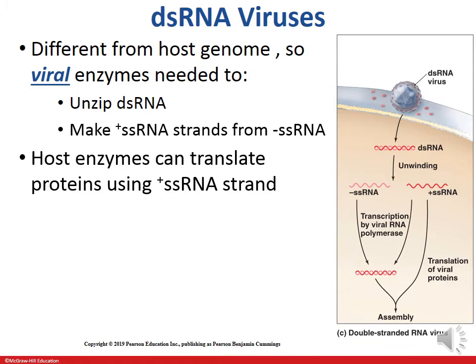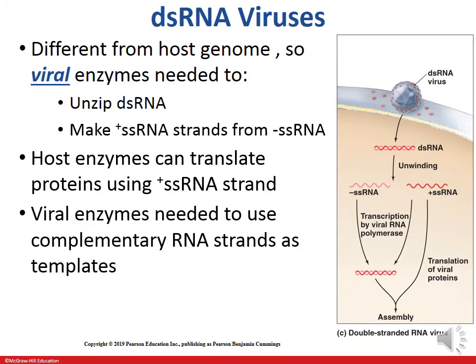Once they've made the positive strand, they can use the host at the ribosomes to make proteins. But again, those viral enzymes are going to be needed to make those complementary copies of the nucleic acids themselves.